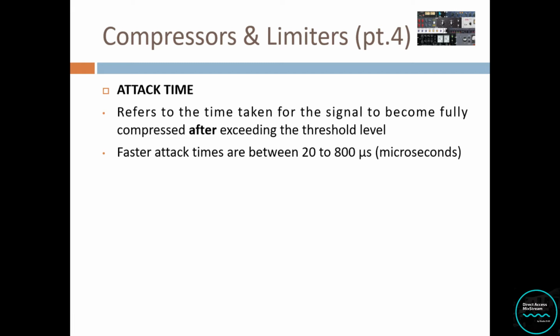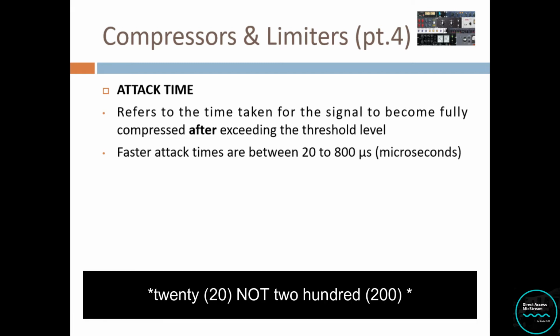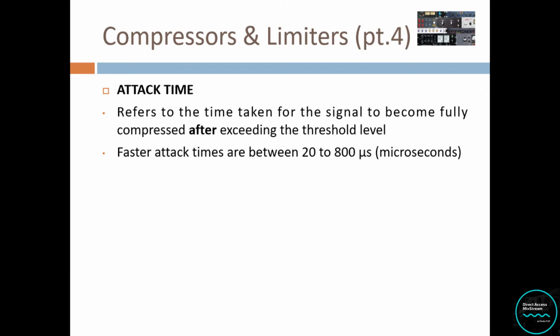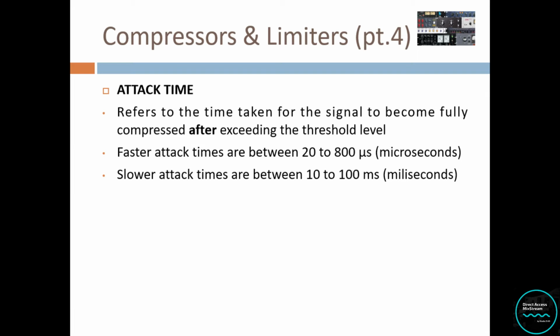Faster attack times are between 200 to 800 microseconds. This is microseconds, okay? Not milliseconds. So a millisecond is 1/1000th of a second. A microsecond is like a 10,000th of a second. So slower attack times are between 10 to 100 milliseconds. It can also be expressed as slopes in dB per second, but I think we usually refer to the time. We usually use milliseconds or microseconds to describe attack time. That's easier to understand, you see.